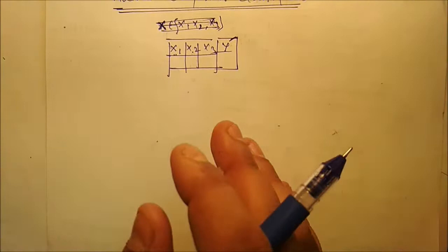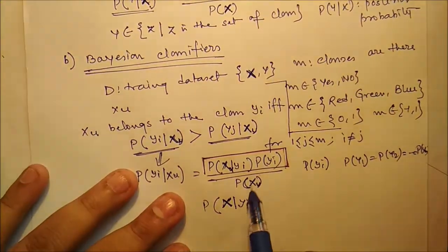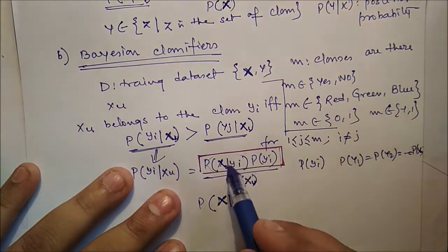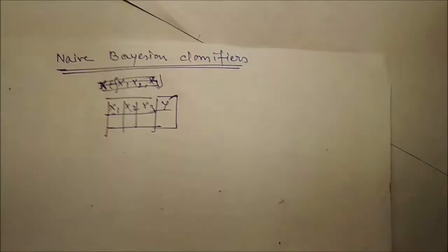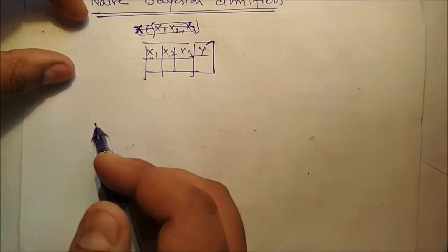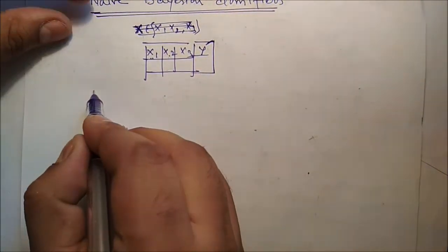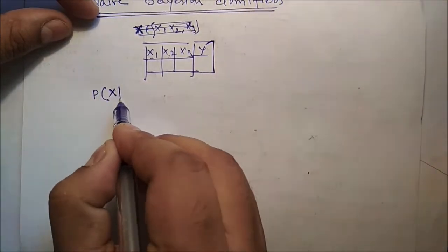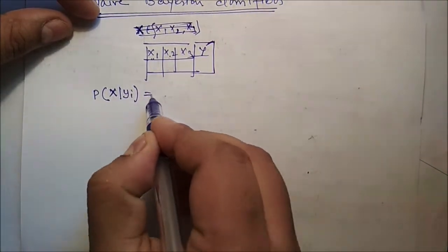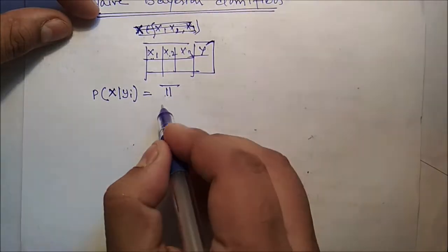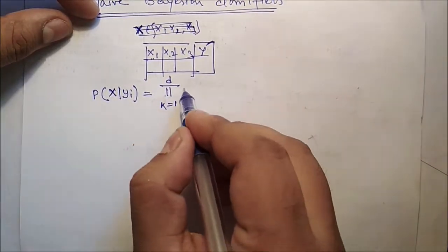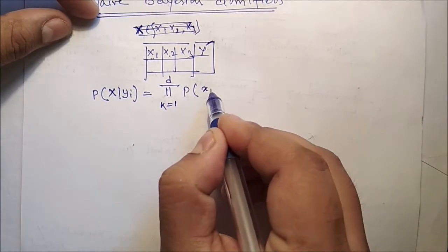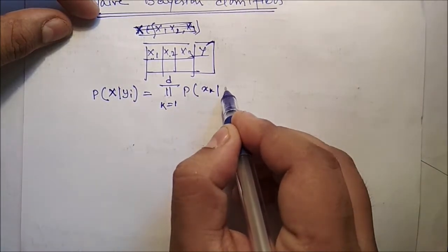So we have seen that our main objective is to maximize this particular part. How do we get this? We can write the probability of x given class y as the multiplication of the probabilities of the attributes, since they are independent. So we can write P(xk given yi).